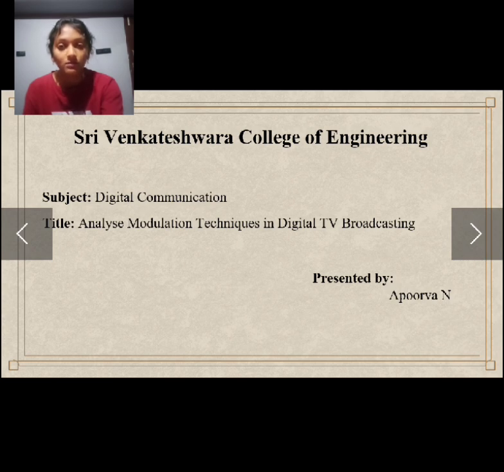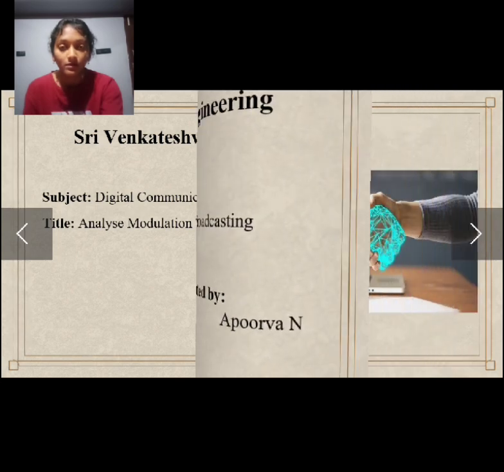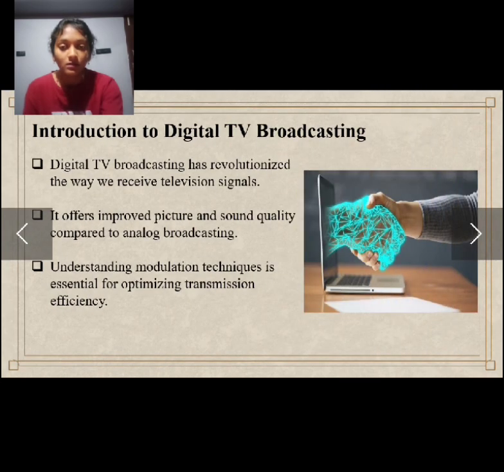Today I'm here to discuss analyzing modulation techniques in digital TV broadcasting, which comes under digital communication. So let us start with an introduction to it. Digital TV broadcasting has revolutionized the way we receive television signals. It offers improved picture and sound quality compared to analog broadcasting. Understanding modulation techniques is essential for optimizing the transmission's efficiency.